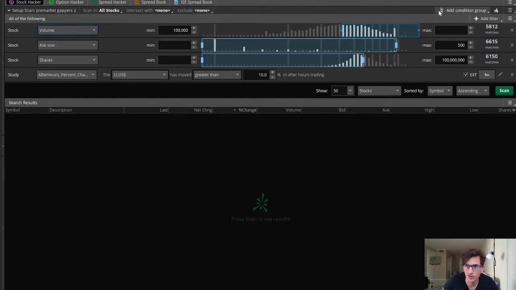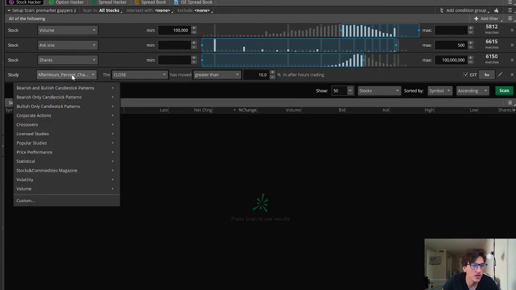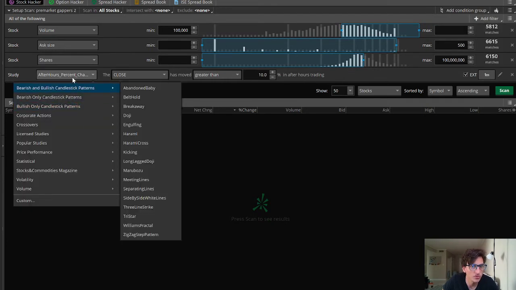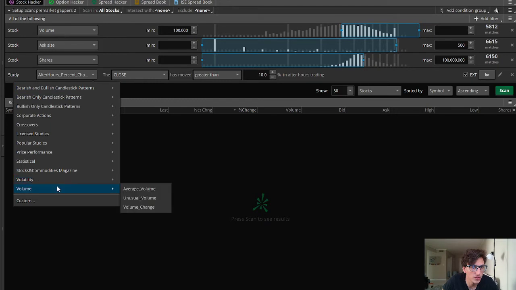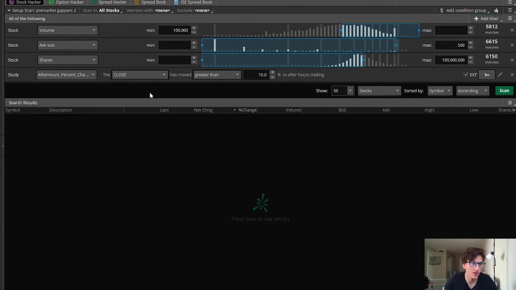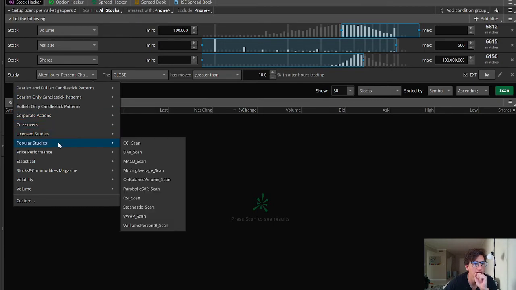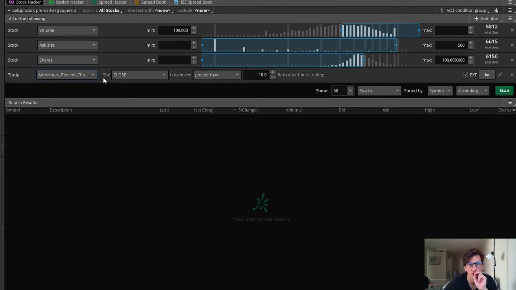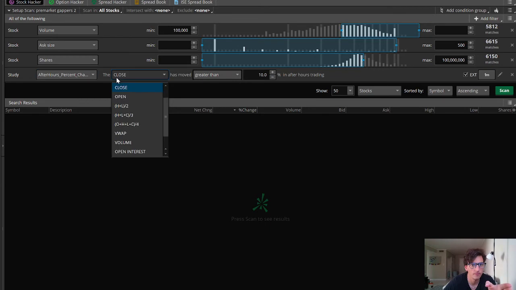And this last one is very important. Instead of having the stock, you want to do add filter, and you come down to study. On the study, you want to find after hours percent change, which is in the price performance. I know it says after hours, but after hours also means pre-market hours. Pre-market hours are still technically considered after hours. So you do after hours percent change, from the close of the previous day.